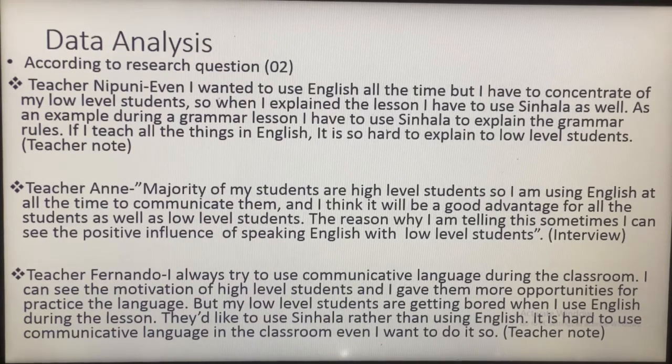In a teacher note, teacher Fernando said, "I always try to use communicative language during the classroom. I can see the motivation of high level students and I give them more opportunities to practice the language. But my low level students are getting bored when I use English during the lesson. They would like to use Sinhala rather than English. It is hard to use communicative language in the classroom even though I want to do it."